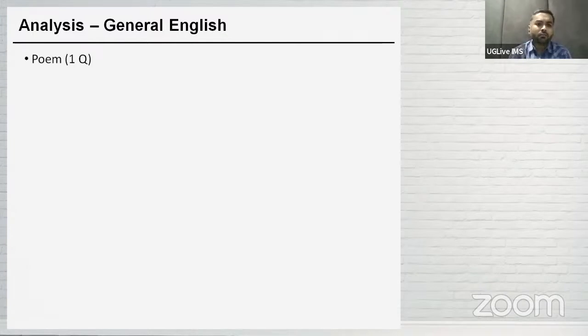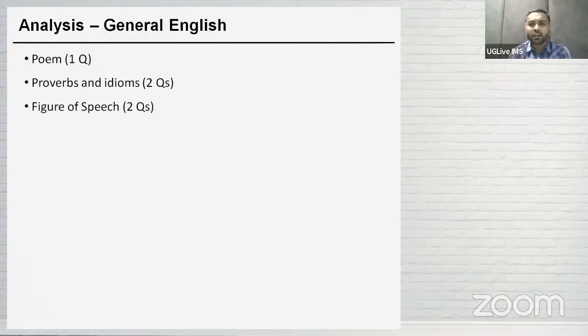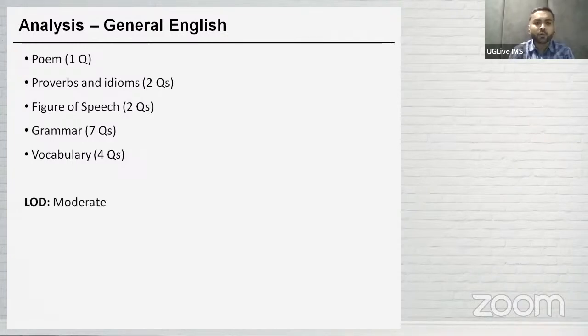It had one question on a poem, as we had last time in the slot one section. There were two questions, one on proverbs and one on idioms. For figure of speech, last time in slot one they had asked simile and metaphor, and this time also they've asked simile and metaphor. So again, ditto the same. There were around seven grammar questions last time also, and four vocabulary questions. So overall, the breakup of the paper was the same as in slot one.